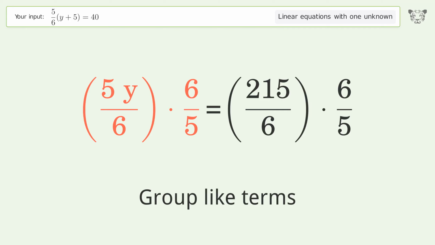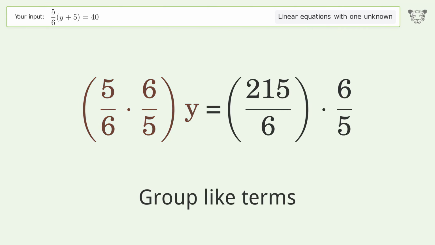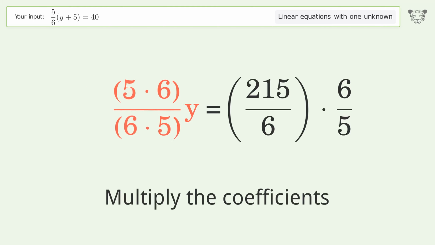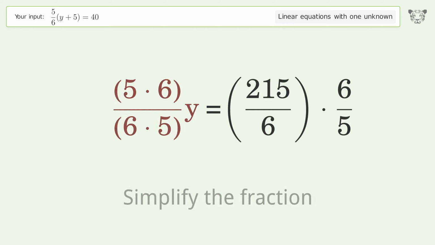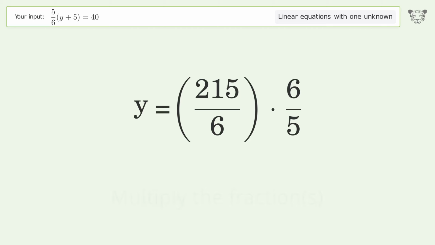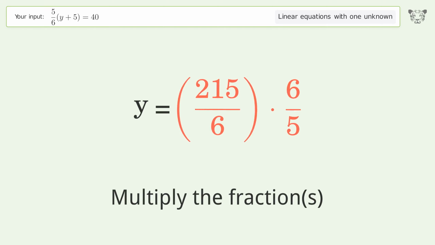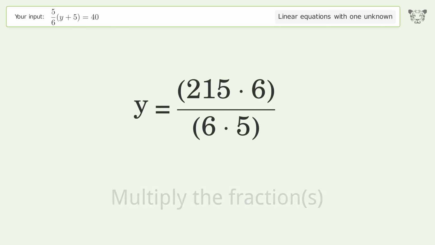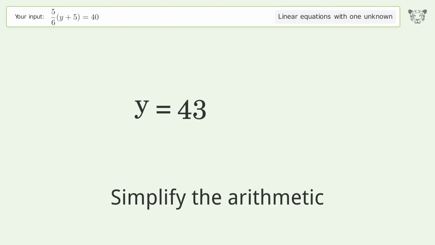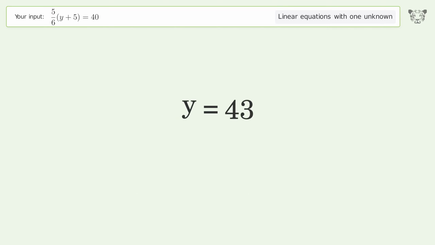Group like terms. Multiply the coefficients. Simplify the fraction. Multiply the fractions. Simplify the arithmetic. And so the final result is y equals 43.